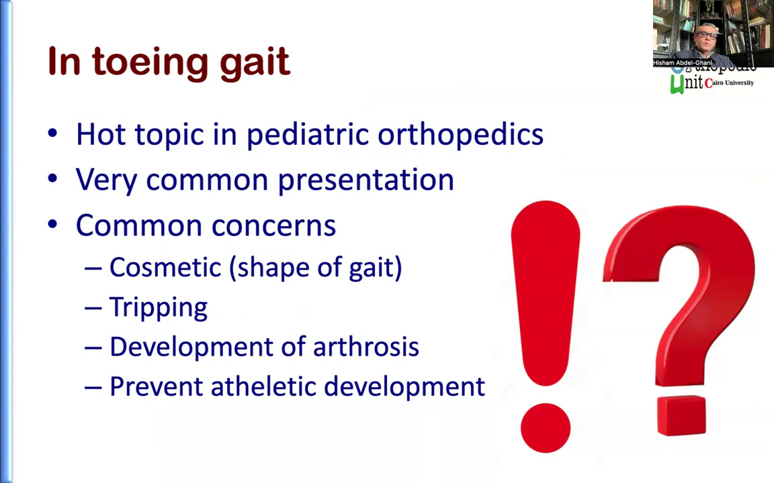And usually this presentation comes with a lot of concern and anxiety from the parents about their children. Some of these concerns may be about the shape of the gait, whether this deformity or abnormality will cause tripping and repeated falls of the child. Will this affect the child in the future, causing problems of the joints, some arthrosis or arthritis?